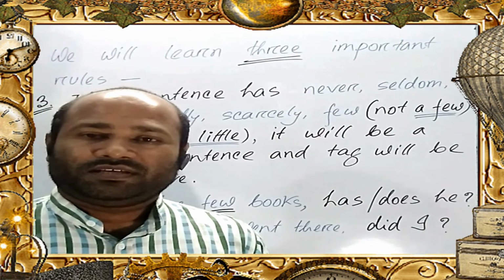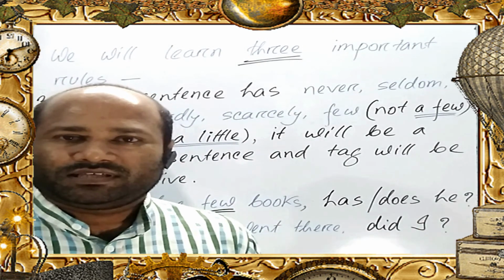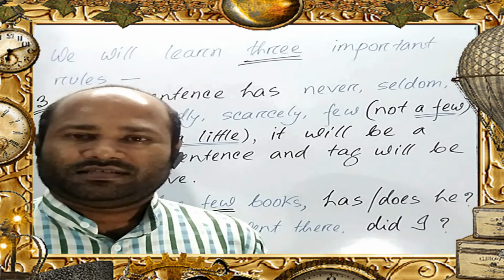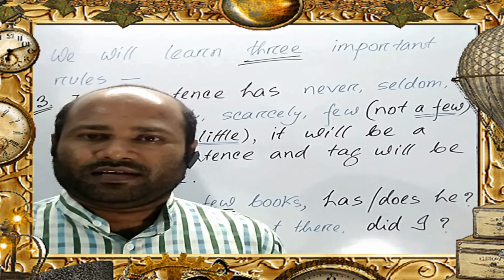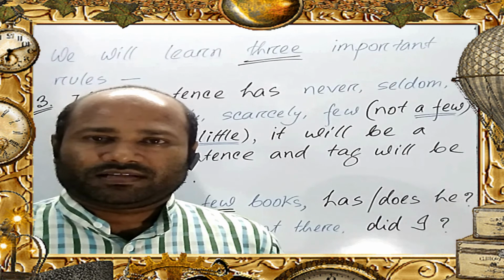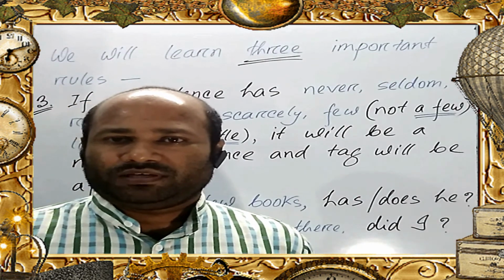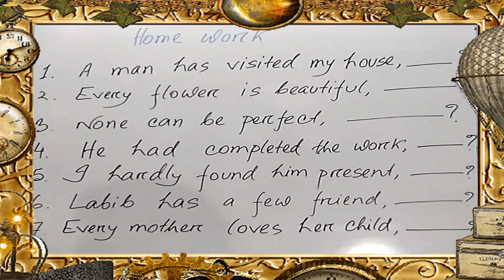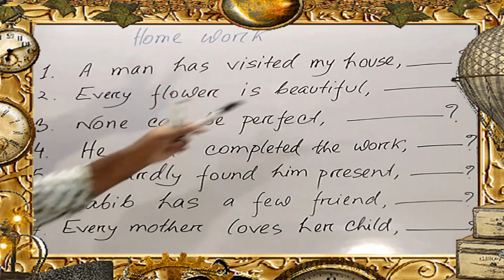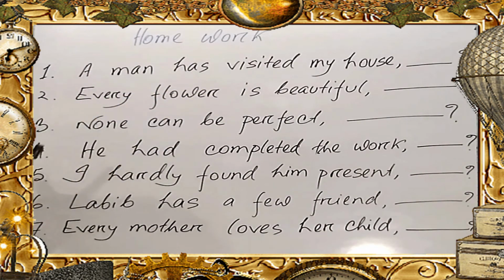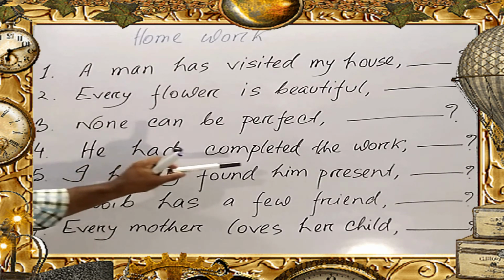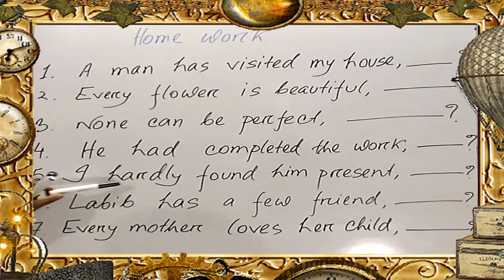Now I am going to give you homework. I will give you 6 or 7 sentences on these rules. You have to write out or solve them in your answer paper or khata and show me your homework. First one, a man has visited my house. Second, every flower is beautiful. Third, none can be perfect. Fourth, he had completed the work. Fifth, I hardly found him present. Sixth, Labib has a few friends. Seventh, every mother loves her child.